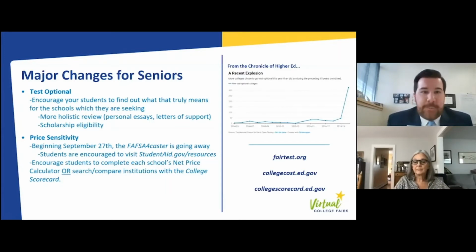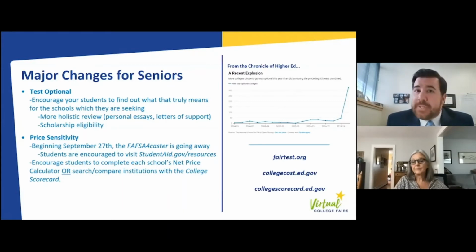But it's important for your students to, again, really investigate and find out what that means for those specific schools that they're applying to. What that means really for schools is that they're going to be doing more of a holistic review. So they're going to be looking at personal essays, letters of support, possibly interviews in some cases. And so it's very important that students understand this during the application process and what that really means. Also, for scholarship eligibility, what does that mean if you're not submitting an ACT or SAT test score? Are you truly considered for scholarships? Is there a limitation there on some scholarships that you may qualify for? So it's important that students truly understand the whole test optional nature that schools are in today.